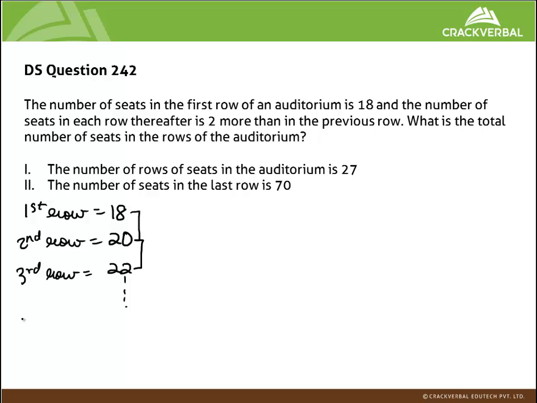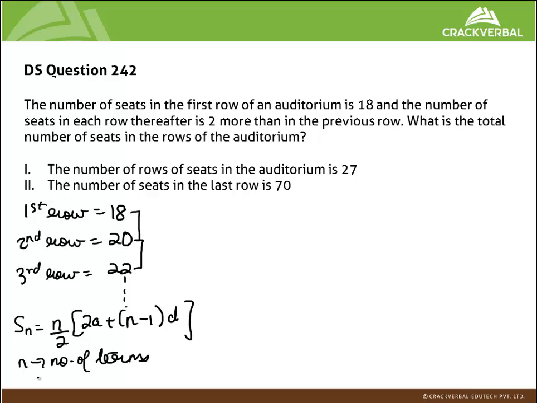In an arithmetic progression, the sum to n terms is given by the formula n by 2 into 2a plus (n minus 1) into d, where n represents the number of terms, a represents the first term, in this case, which is 18, and d represents the common difference, in this case, which is 2.